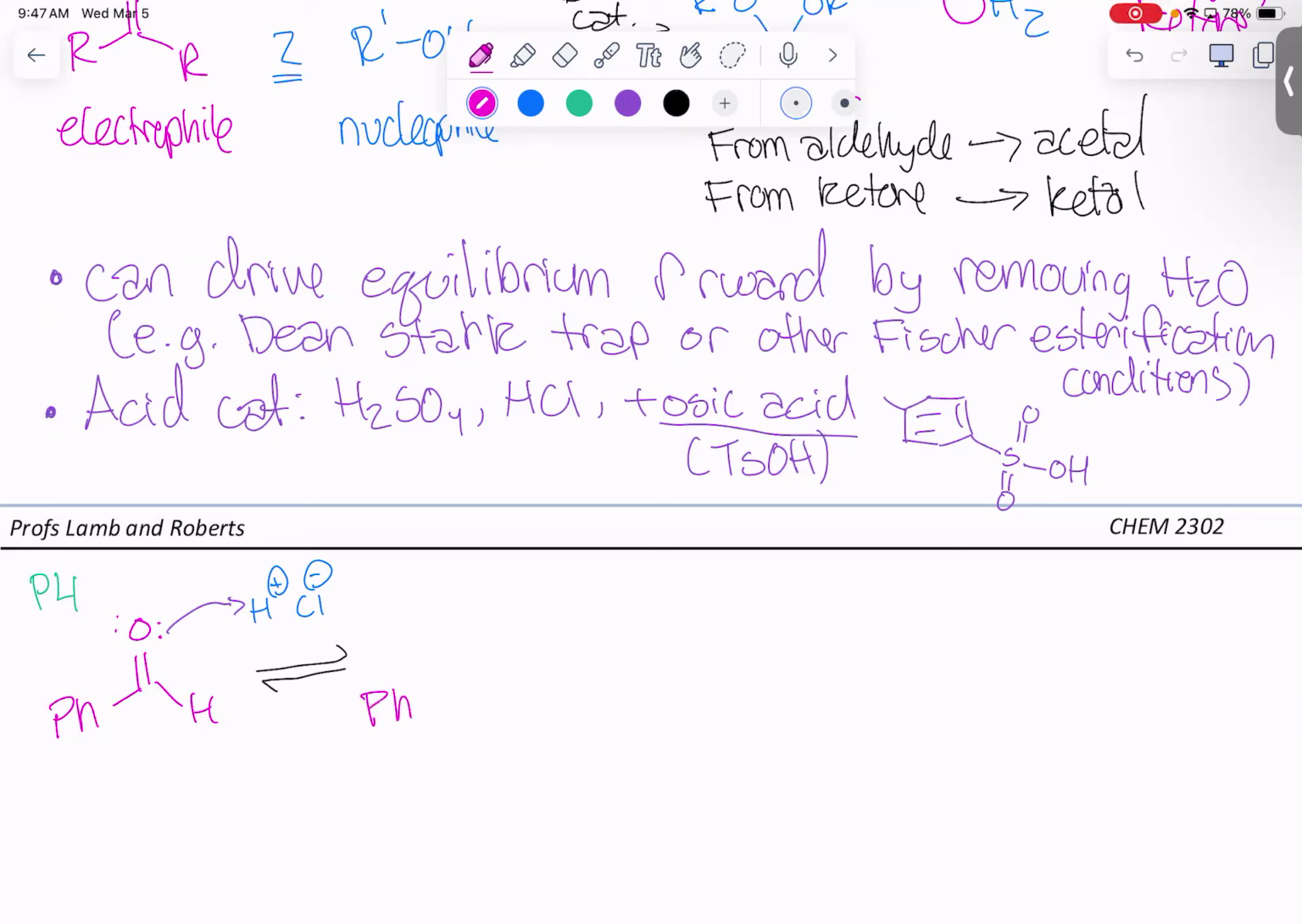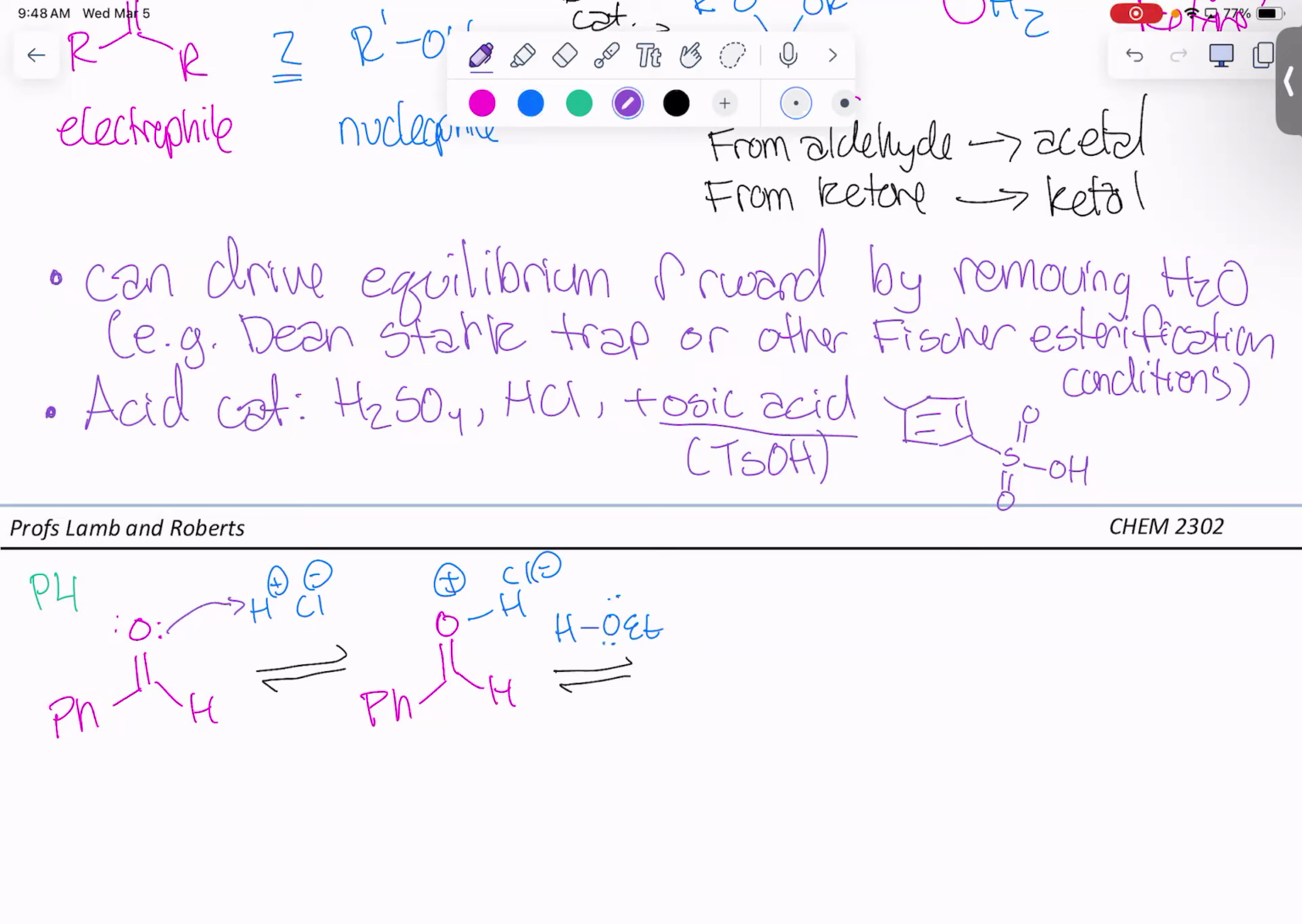Right, so we've seen this step before, just like when we had our acetals and our ketals. We now have protonated this oxygen plus Cl minus. We just made this into a better electrophile. Could have been tosic acid, doesn't matter. Now we need our nucleophile to come in, and our nucleophile that's going to come in, let's use ethanol as our alcohol.